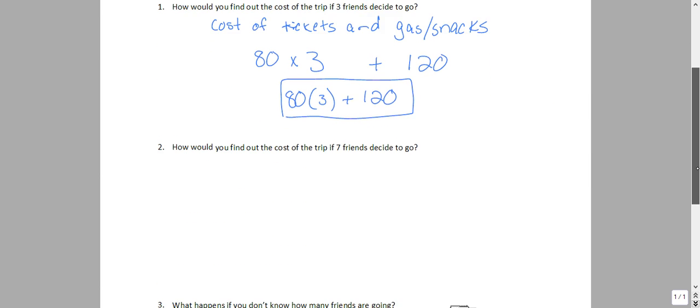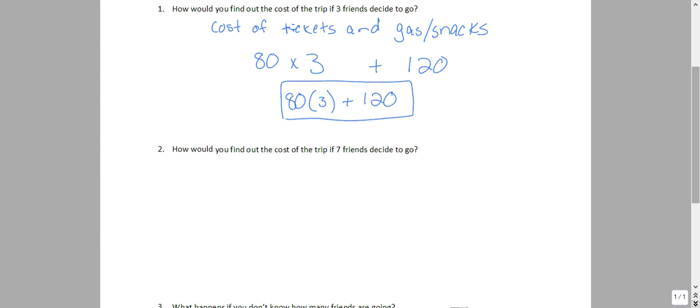Number 2 kind of follows the same concepts. Now we have 7 friends that are deciding to go, and we have to figure out how we would find out the cost. Again, we're still dealing with the cost of tickets and gas and snacks. So I still have to pay that $120 for gas and snacks no matter how many people are going. The first part is the part that's going to change, because I still have to pay $80 per ticket, but the amount of tickets changed. Now I have to multiply that by the 7 people that are going on my trip. Again, how would I find it out? That's what I would do. $80 per ticket times 7 people going plus $120 for gas and snacks.